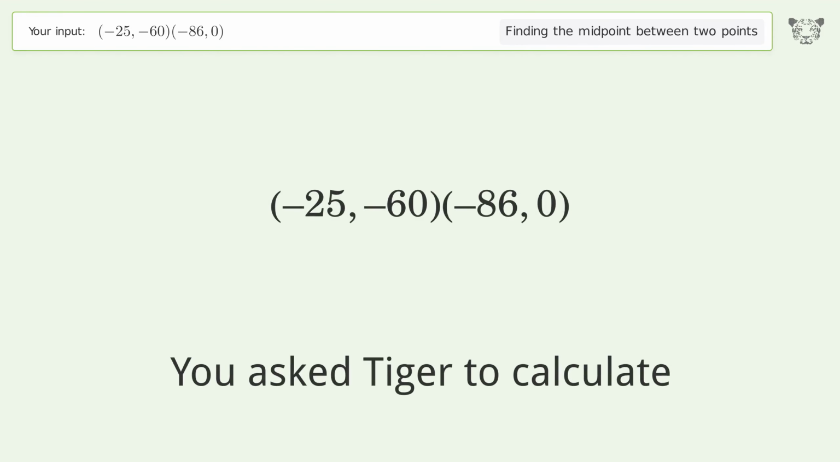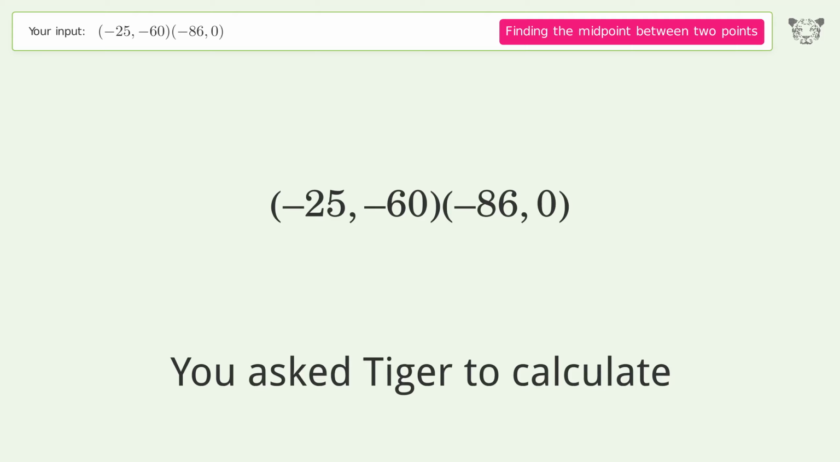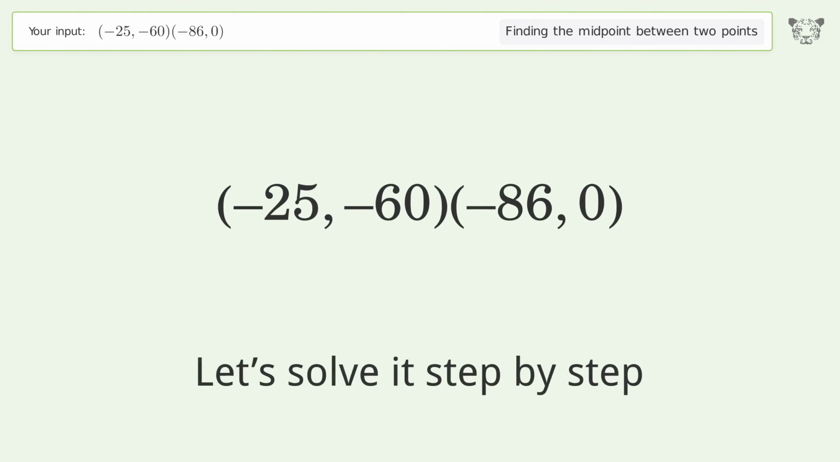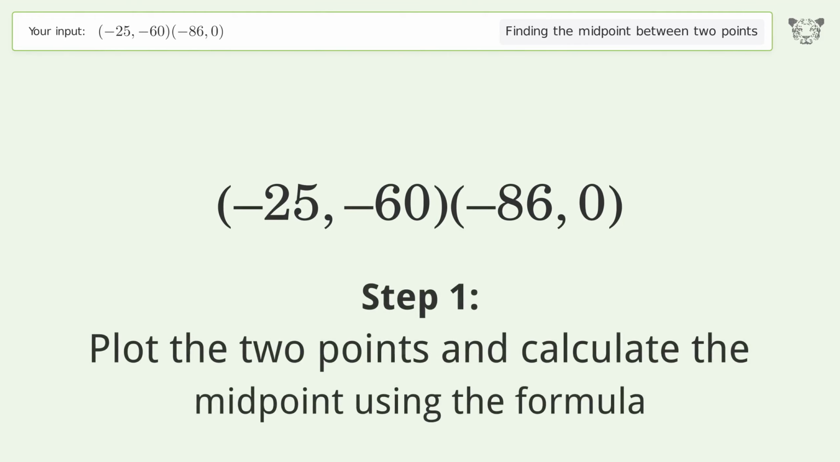You ask Tiger to calculate. This deals with finding the midpoint between 2 points. The midpoint between the 2 points is -55.5, -30. Let's solve it step by step. Plot the 2 points and calculate the midpoint using the formula.